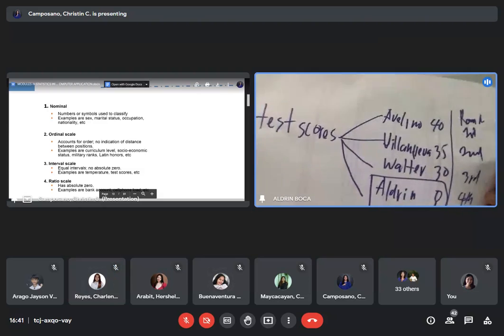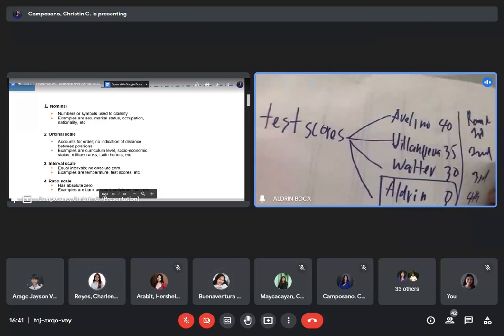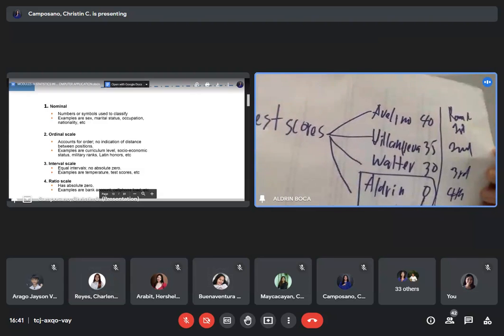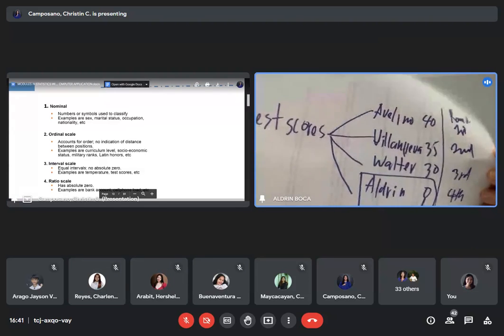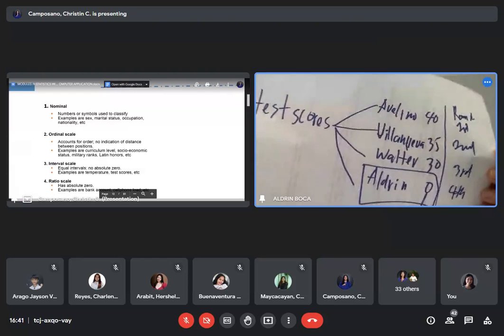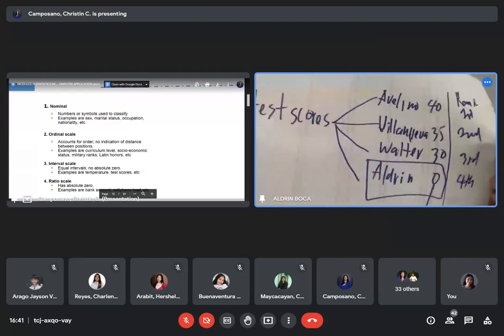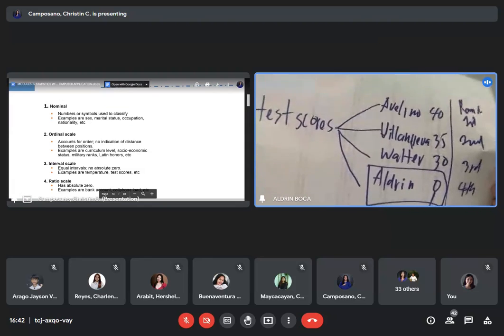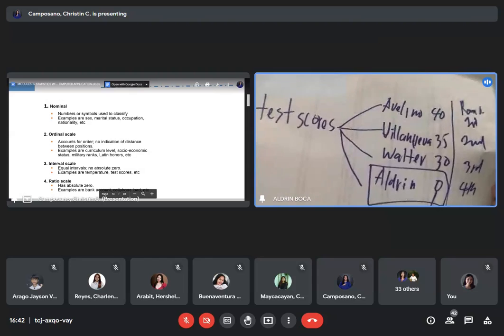Opo. May ranking property. Can we rank the scores? Yes po. Okay. First in rank is Avelino, followed by Villanueva, followed by Walter, and lastly you have Aldrin. You understand? Okay, so those are the ranking. Okay? And then the third property is you can detect differences.